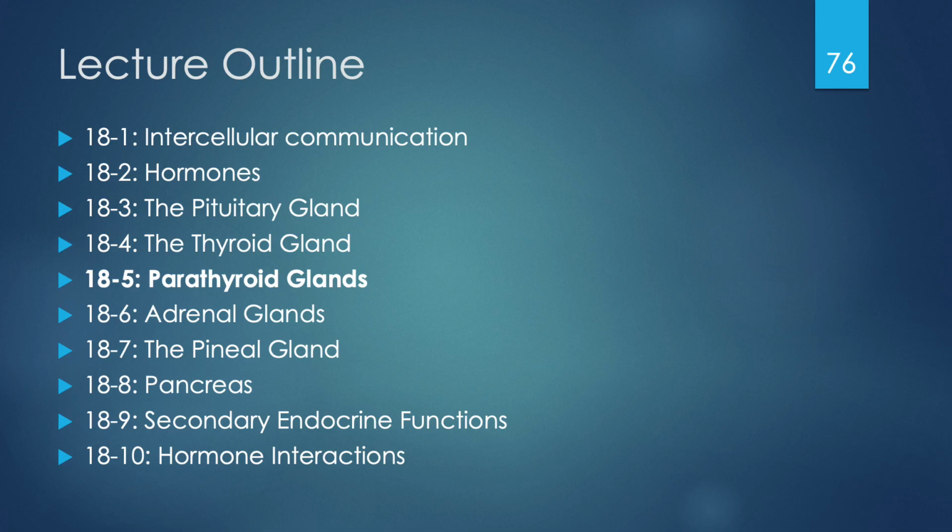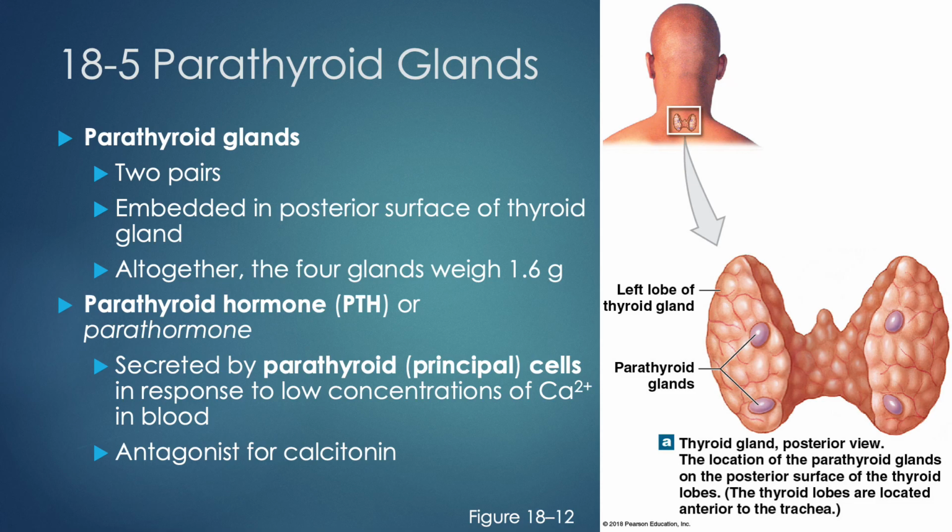Section 18.5, the parathyroid glands. The parathyroid glands have an incredibly important role in the endocrine system, but they're probably the smallest component of our endocrine system. Each individual parathyroid gland is about the size of a pea at most, and altogether they weigh 1.6 grams. This is not much. These two pairs are set up so that two are more superior and two are more inferior, and they're all on the posterior aspect of the thyroid gland. But they have variable locations. They're not always exactly as you see in this image.